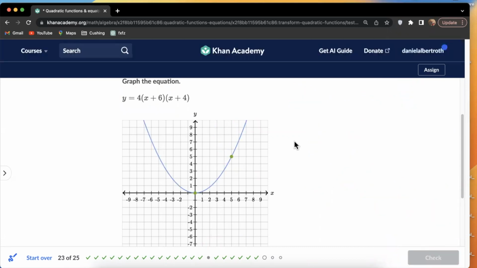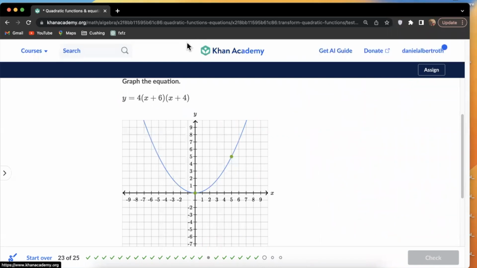All right, nice. So this is graph the equation. This is an equation that's written in factored form. It's not in standard form, and it's not in vertex form, so you can't use a lot of the tips and tricks that we have. But one thing you can do, because it's factored, is find both of the solutions, which are the x-intercepts.